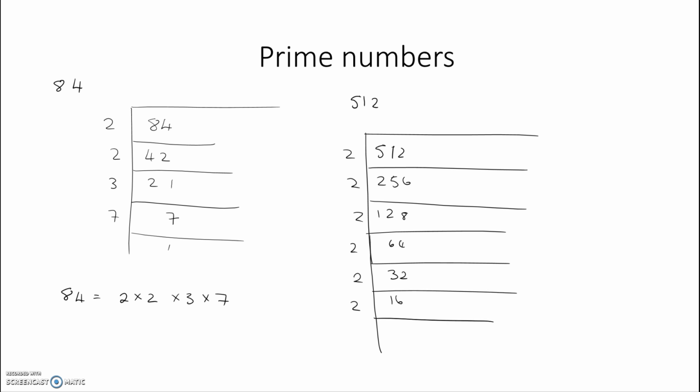Divide that by 2, and we get 8. Divide that by 2, and we get 4. Divide that by 2, and we get 2. Divide that by 2, and we're done. So now we can say that 512 is equal to 1, 2, 3, 4, 5, 6, 7, 8, 9, 2 times itself 9 times, which we'll write as 2 to the power of 9.